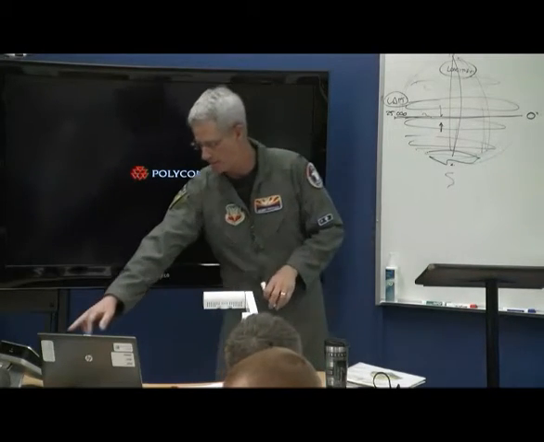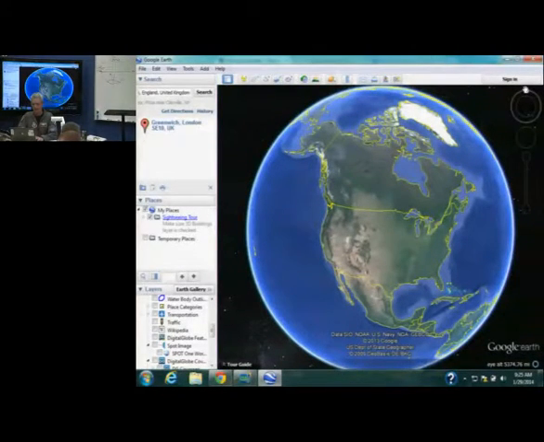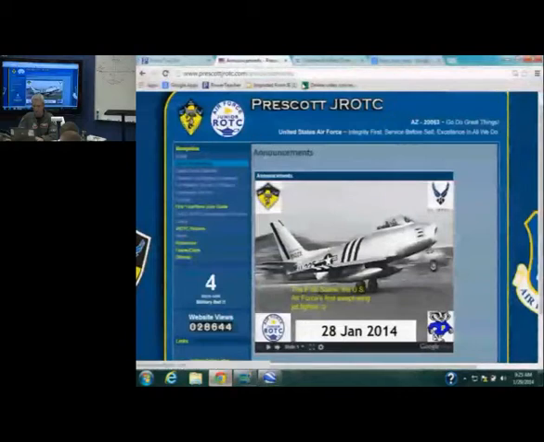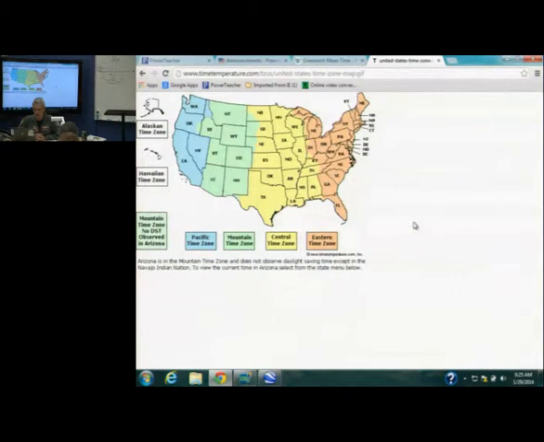So if we look at the picture of the world here, and we actually think about, let's say, time zones. How many time zones are in the world? 24. How long is it around the equator? 25,000 miles, 24 time zones. So how wide is every time zone? About 1,000 miles.